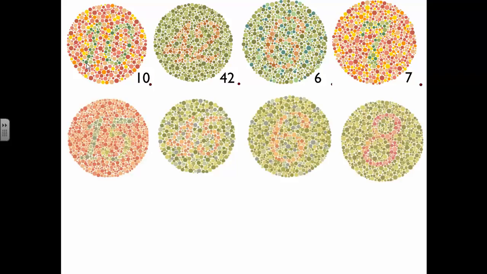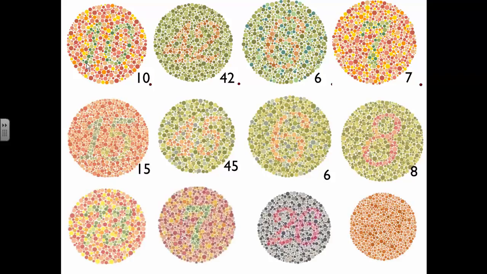How about that? 15. 45. 6. 8. Yeah. 73. 7. 26. I don't know. I'm colorblind. No, so this doesn't have a number there, but this is, so if you were colorblind, that's what these would look like. They just look like a bunch of circles that are basically the similar shade, and you wouldn't see any number there.